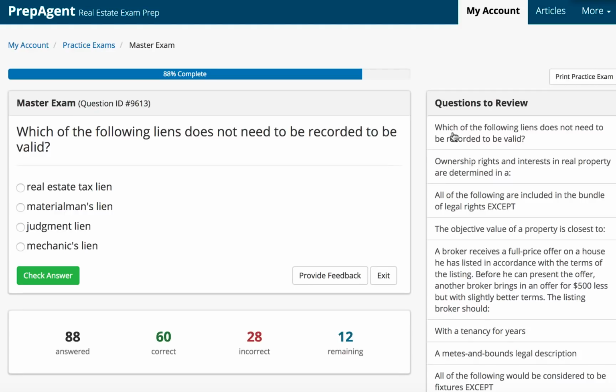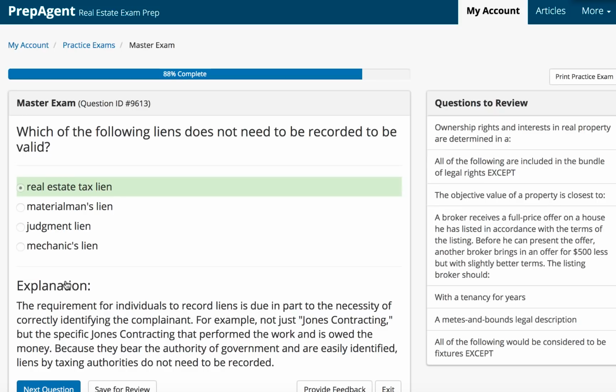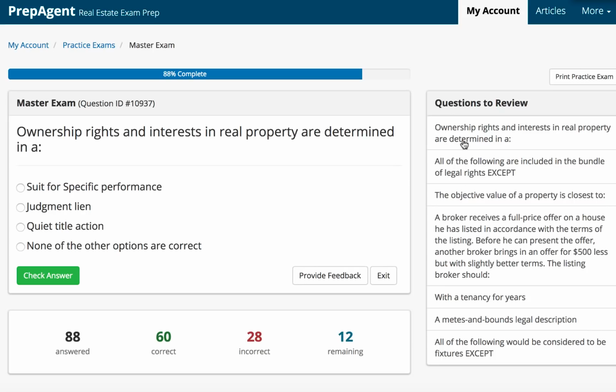Which of the following liens does not need to be recorded to be valid? That was the real estate tax lien. Ownership rights and interest in real property are determined in a quiet title action.